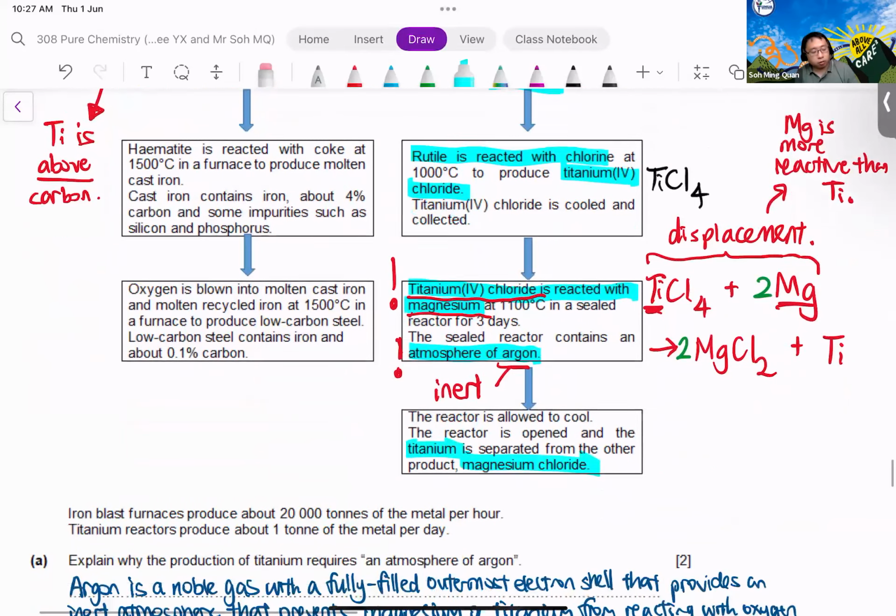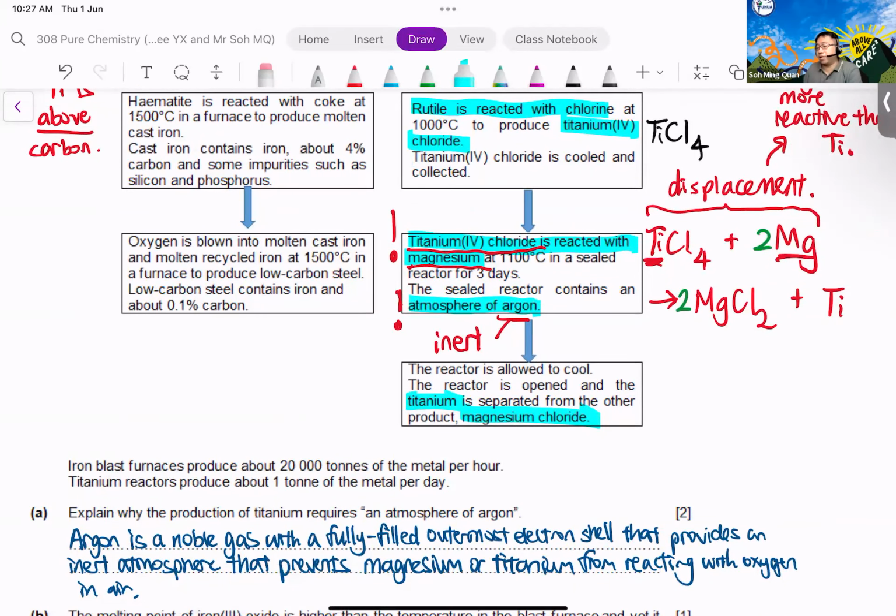Right? So, A, explain why the production of titanium requires an atmosphere of argon. This is what we just said. All right? It prevents magnesium from reacting with other things in air like oxygen. Titanium as well. Titanium is quite reactive. Now, it's 2 marks. Clearly, you can't just say it prevents magnesium from reacting with oxygen. That's 1 point. Explain why argon. Argon is a noble gas, group 0. So it has a fully filled outermost electron shell. All right, so you need 2 points. 1 point for explaining why argon is inert, because it has a fully filled outermost electron shell. 2nd point from saying this prevents the magnesium and titanium from reacting with oxygen in air.